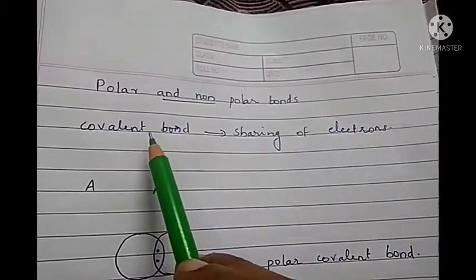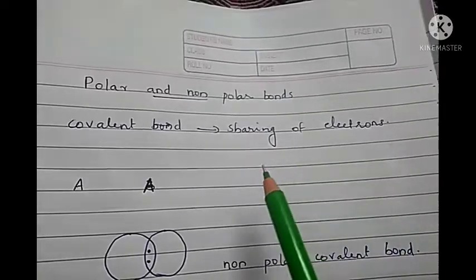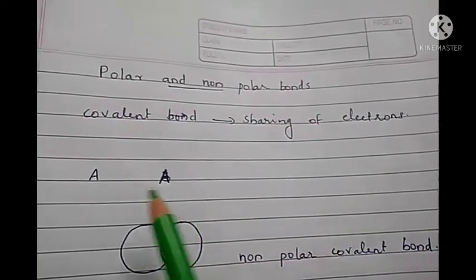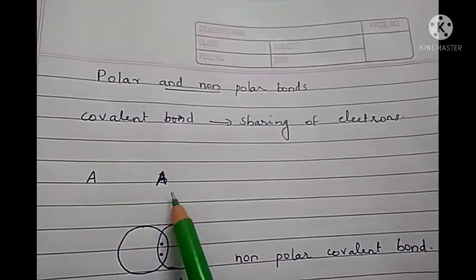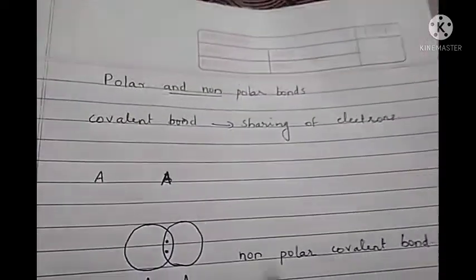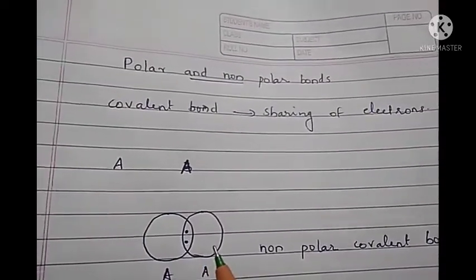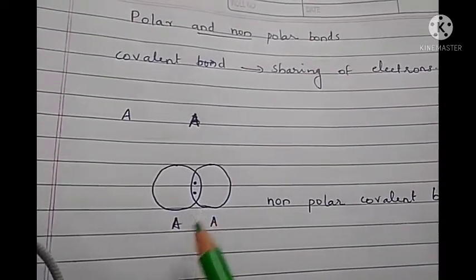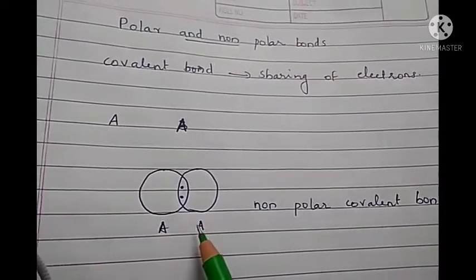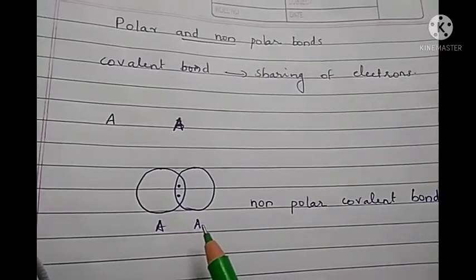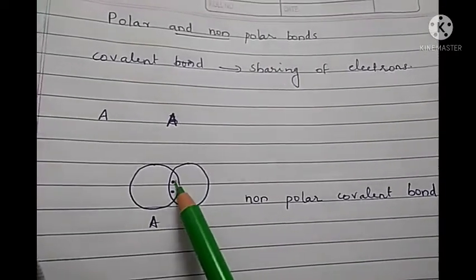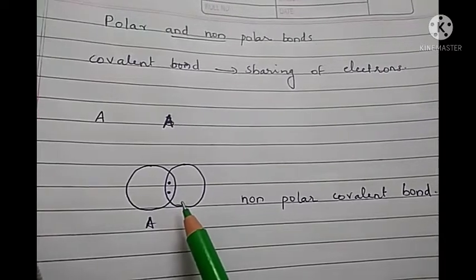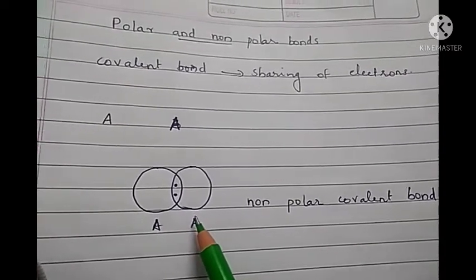We know that a covalent bond is formed by sharing of electrons between two atoms. Suppose two atoms, A and another atom A, are sharing one pair of electrons, and as a result a single covalent bond is formed between them, that we can show like this. These two atoms A represent similar atoms.